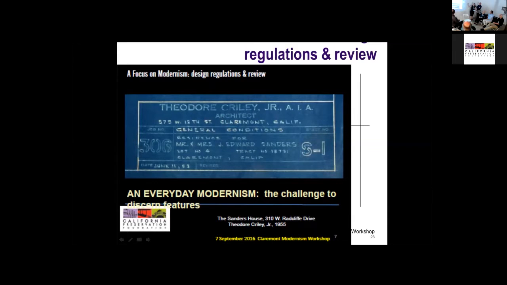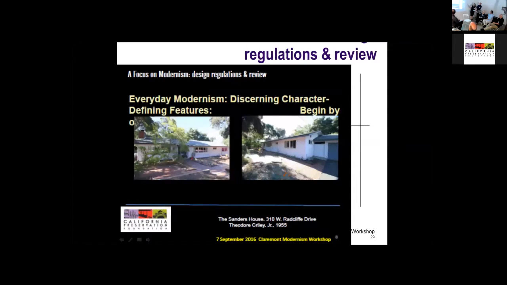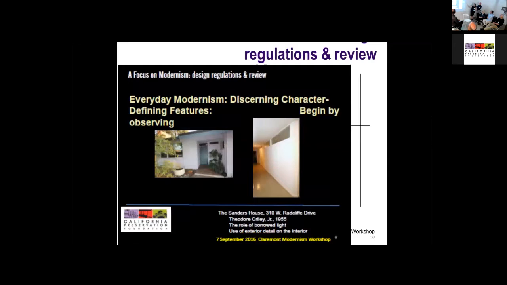This is a house on Radcliffe Drive, not too far from here, by Ted Criley. And we've seen some amazing examples of wonderful Ted Criley already. But when we are confronted with this, that doesn't exactly speak like modernism, right? This is not canonical capital-M modernism. So we have to do some investigation. You know, this is maybe a hybrid.